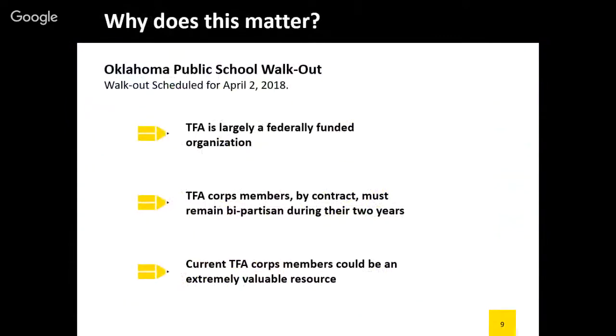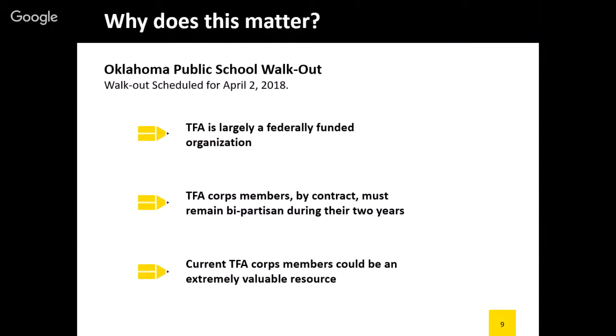So why does this matter? Like I stated in the previous presentation, Oklahoma Public Schools are scheduled for a walkout on April 2nd. But since TFA is largely a federally funded organization, the TFA corps members actually by contract must remain bipartisan during their 2 years on contract, which means they cannot participate, even though most of them actively want to.